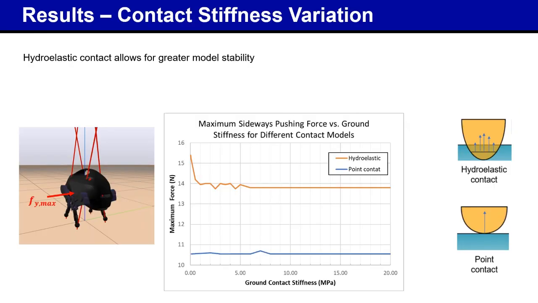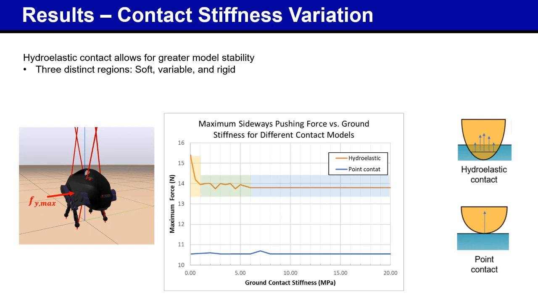With this, we decided to evaluate the effect of contact model type and contact stiffness on the stability of the Little Dog LQR control, comparing between hydroelastic and point contact models and varying the ground contact stiffness for each. As you can see, the hydroelastic model is able to withstand larger perturbation forces before failure compared to the point contact model, which is expected due to its more continuous response.